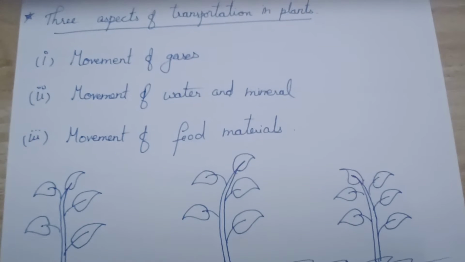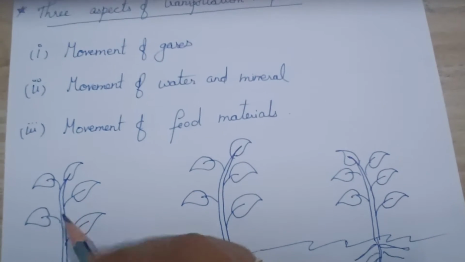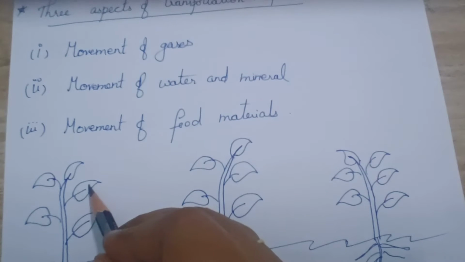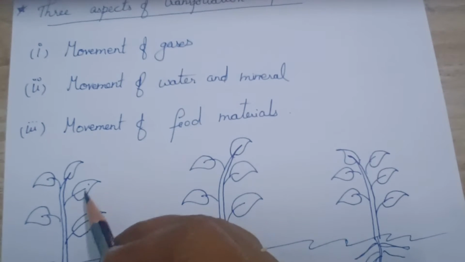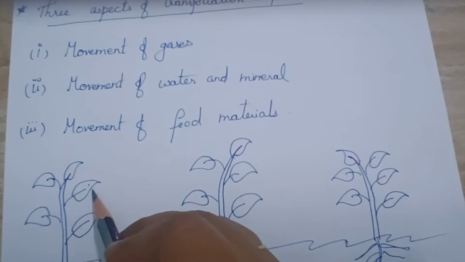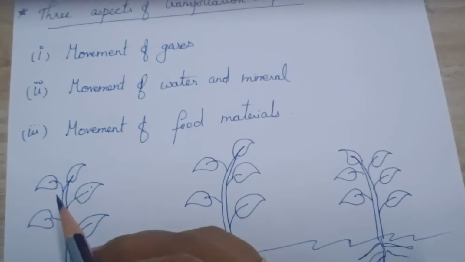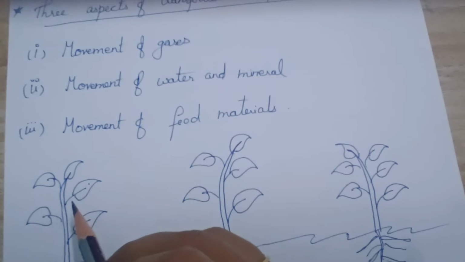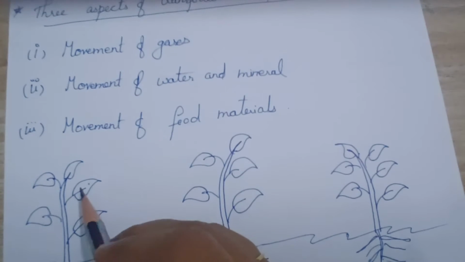That is, how the gases enter the plants. They enter the plants through the stomata, right? Stomata are pores present in the leaves. Most of the pores are present below the leaves and some of them are present on the leaf also. The stomata are controlled by the guard cells, right?